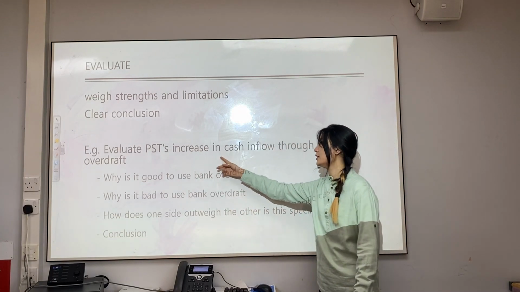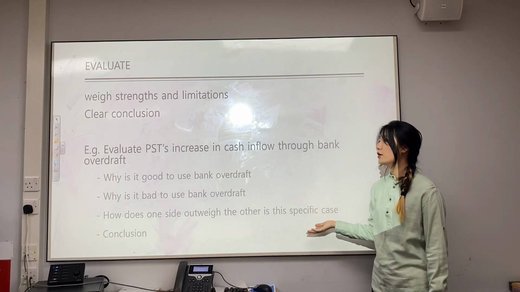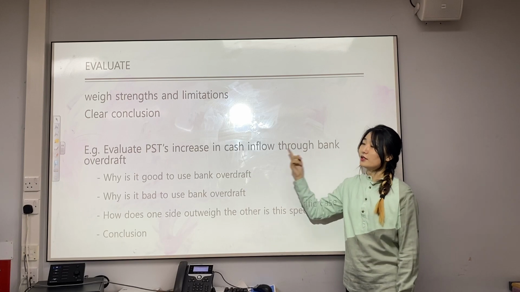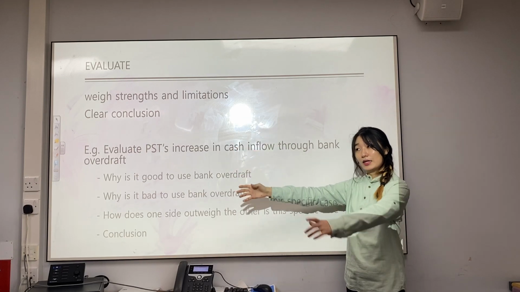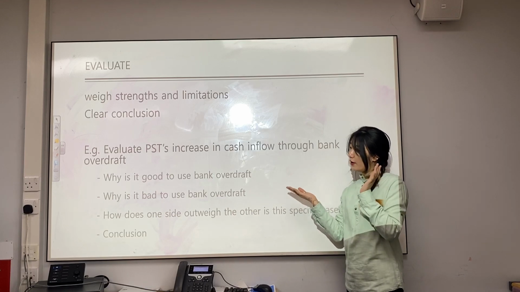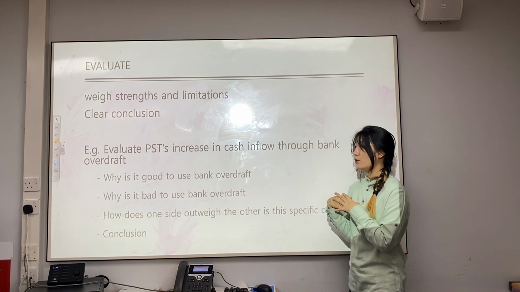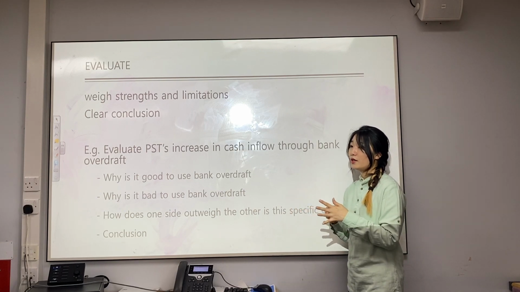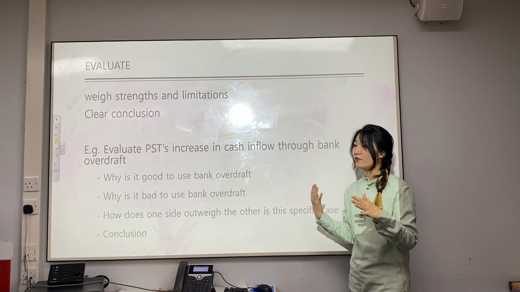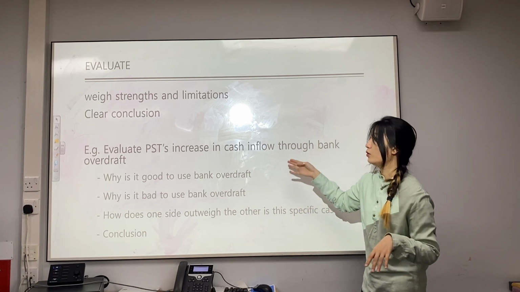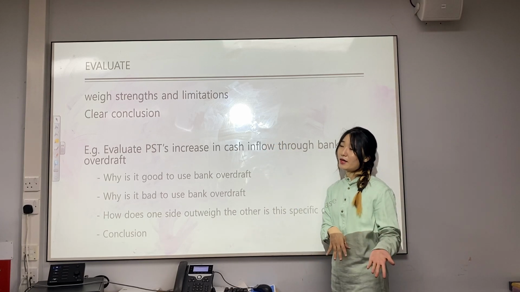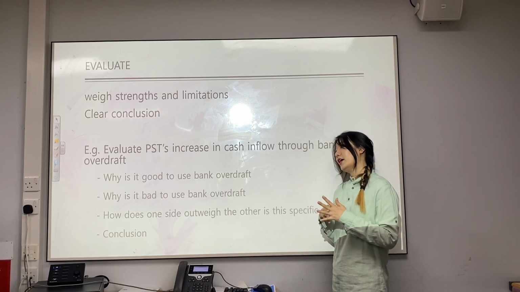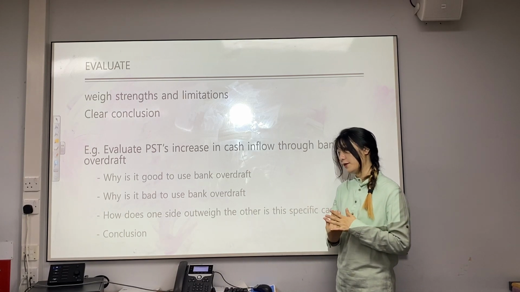So evaluate PST's increase in cash inflow through the bank overdraft. Okay, PST's cash inflow increased through bank overdraft, and it's evaluated. So what are the strengths of it? What are the good parts about the increase in cash inflow through overdraft? Well, it means I could pay off liabilities, or I could be at a more stable state because I have more cash with me. What are some limitations? I have to eventually pay them back, plus interest. This might affect PST's financial stance very negatively.